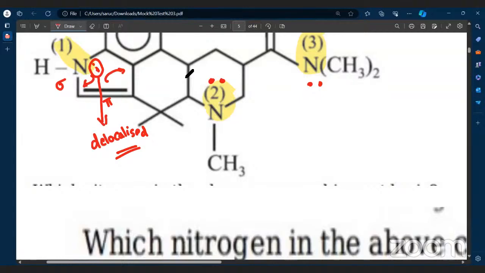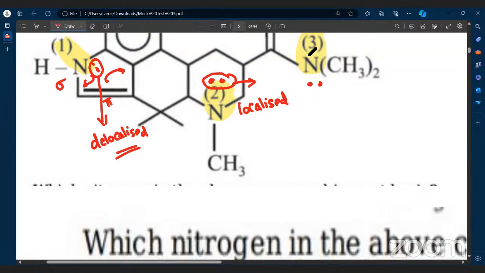Now when I move to the second one, is there any type of conjugation? Can you see any pi bonds surrounding the nitrogen atom? No. So this one will not be involved in resonance. Therefore no conjugation, it is going to be localized. It will stay on the nitrogen atom. But here, it is moving.